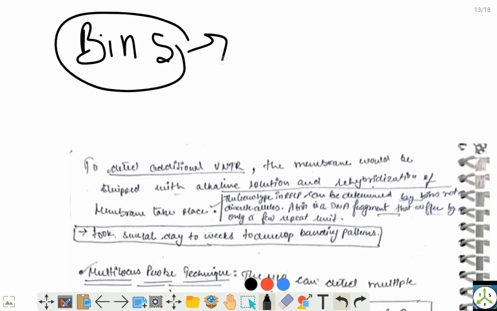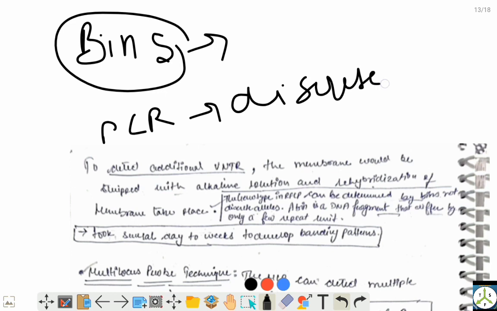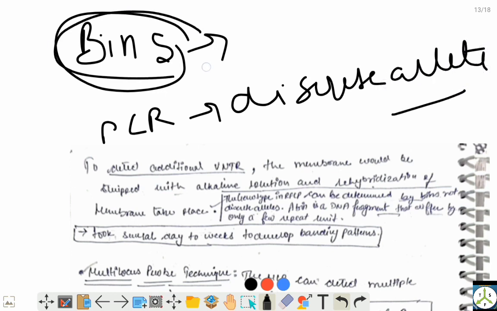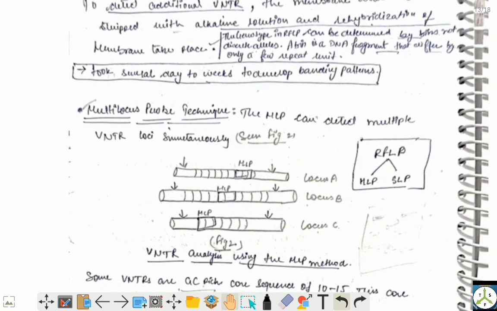Now what are the bins here? Bins are the DNA fragments that differ by only a few repeat units. But in PCR we use the discrete allele. We use the discrete allele for the discrimination, but in RFLP technique we use the bins. Bins are small DNA fragments or sequences. So this technique takes several days to weeks.